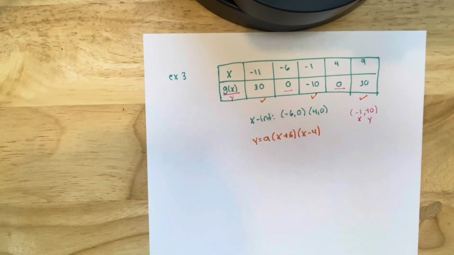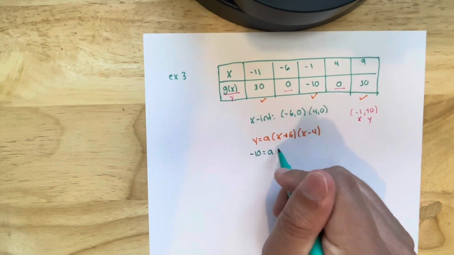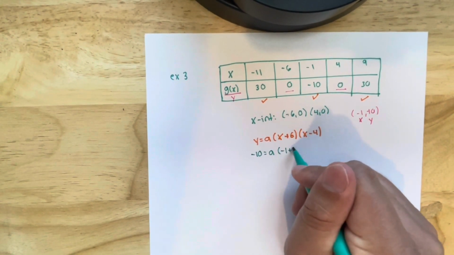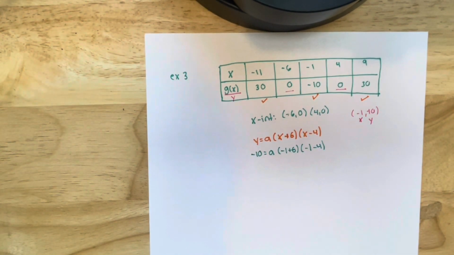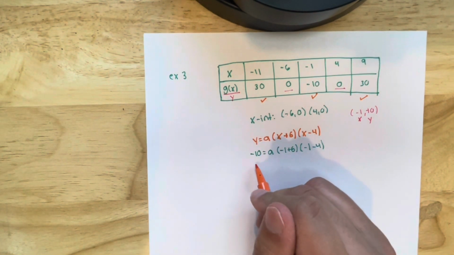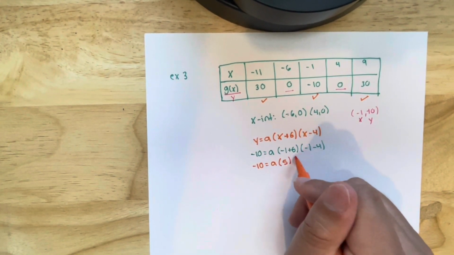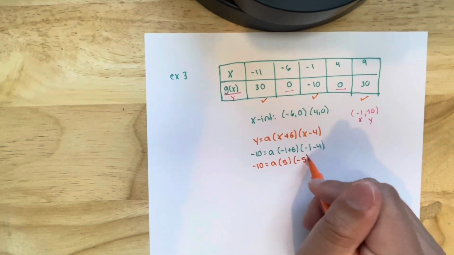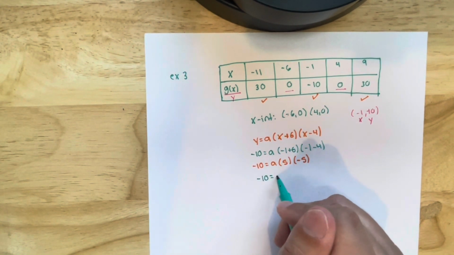So when I plug that in, I'm going to plug in -10 for the y, which is right below the y. A I don't know, so I'm going to drop it down. X is -1 plus the 6, and then -1 minus the 4. Now if I do this correctly, I should only have one letter left over, which I do. So because of that, I'm going to go ahead and combine like terms. -10 is equal to a, 5, -5. Now, if I work this out, I'm going to get 5 times -5, and I hope everybody agrees it's going to be -25. So this is going to be -10 is equal to -25a.